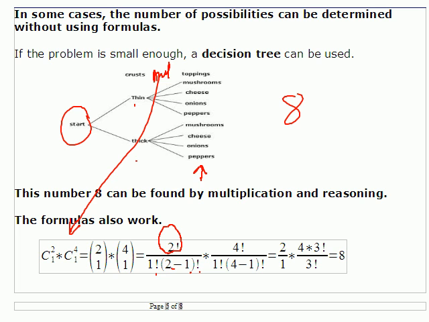This is sort of a theoretical example. Now let's look at the 4 toppings. 4 factorial taken one at a time, because you're only getting 1 on this pizza. 4 minus 1 factorial, and then divided by another 1 factorial, which really doesn't matter. So in this case, permutations and combinations give the same number, and we end up with the 8.